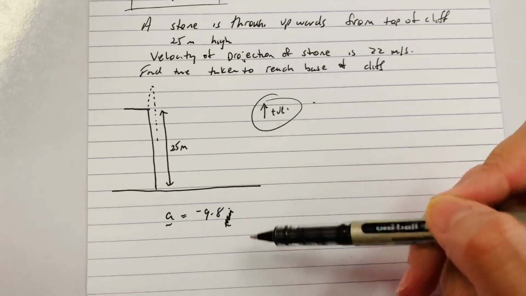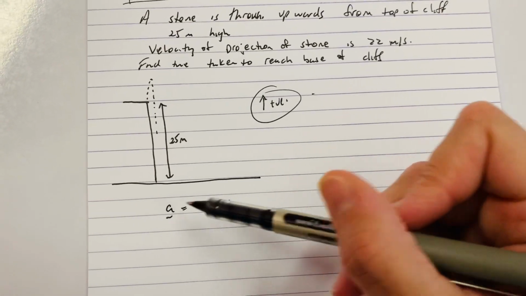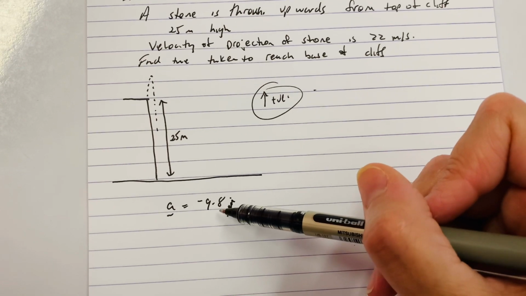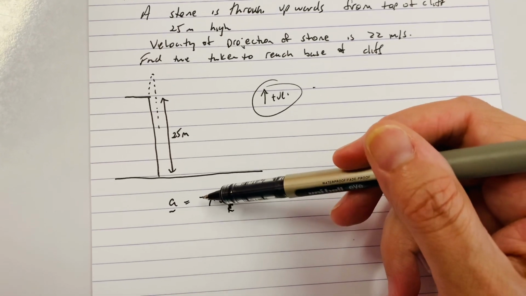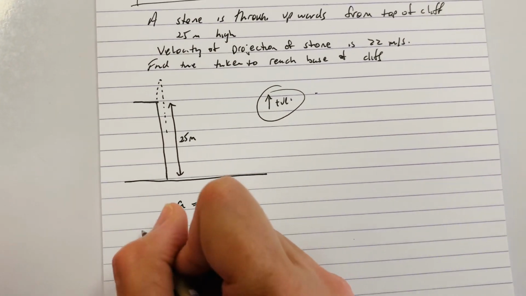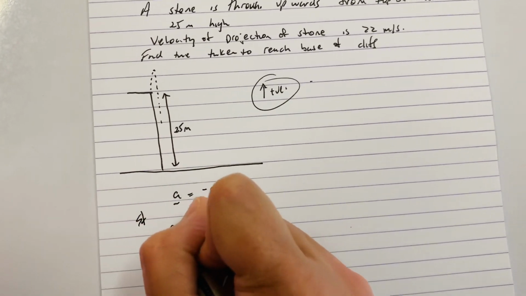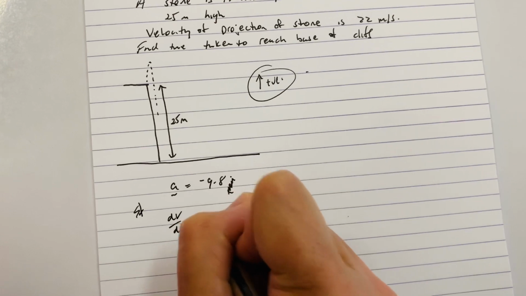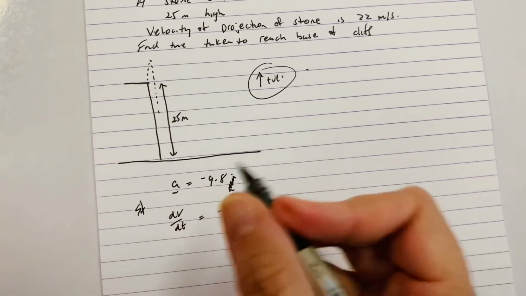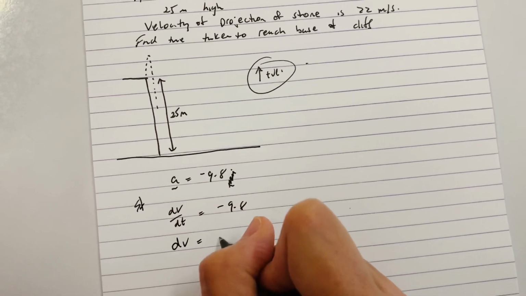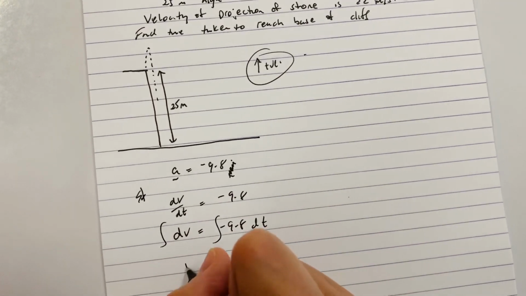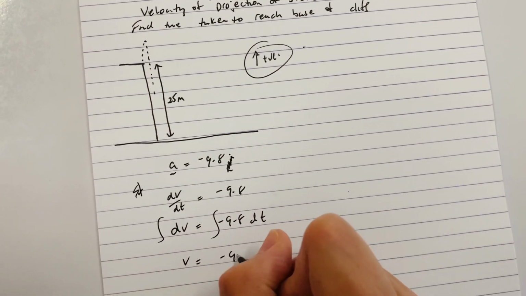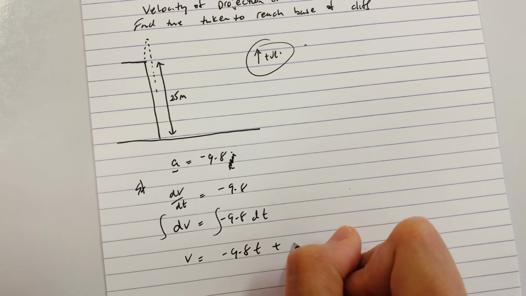So for throwing this stone, the acceleration is negative 9.8. It's gravity. We know it's going to be acting downwards, so hence the negative. So if I want to go then, acceleration is dv/dt, negative 9.8. dv equals negative 9.8 dt. Integrate both sides. v equals negative 9.8t plus c.